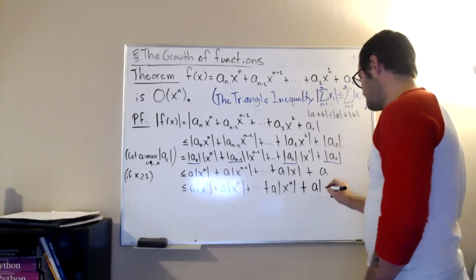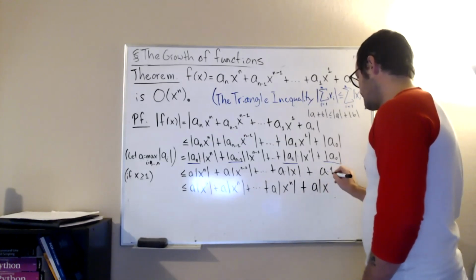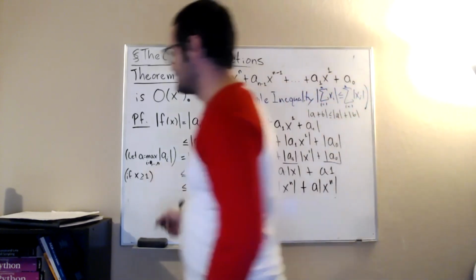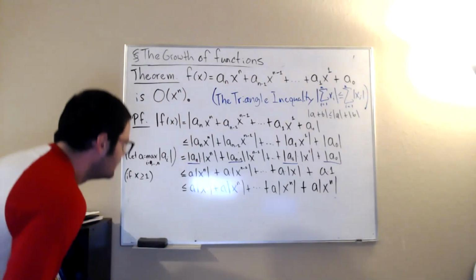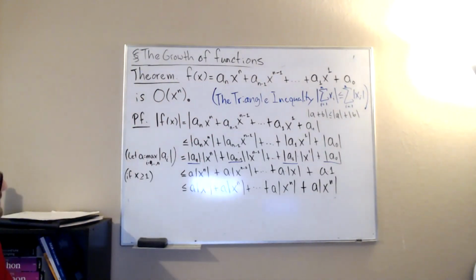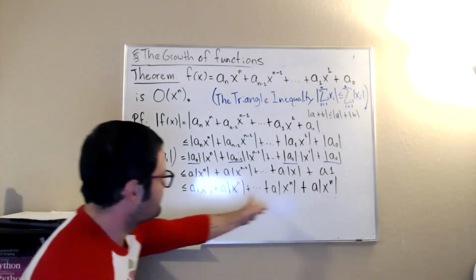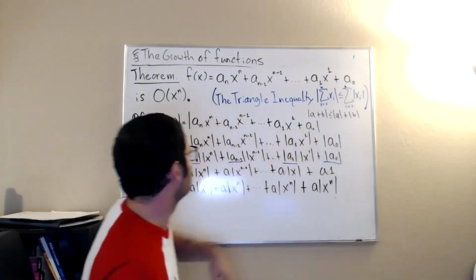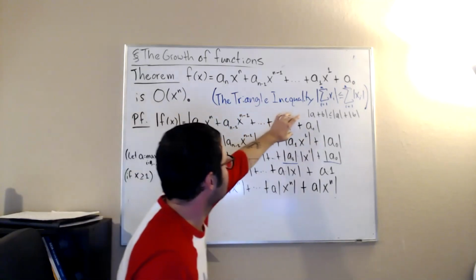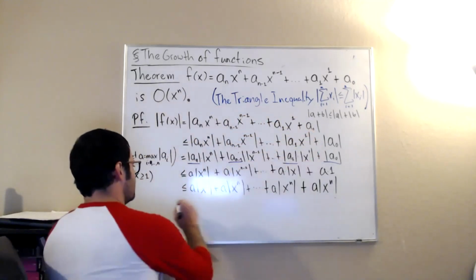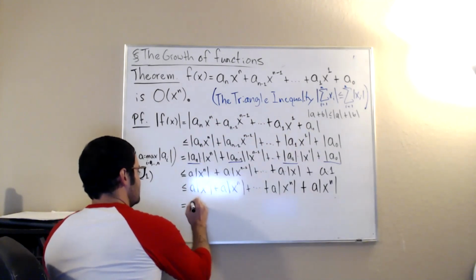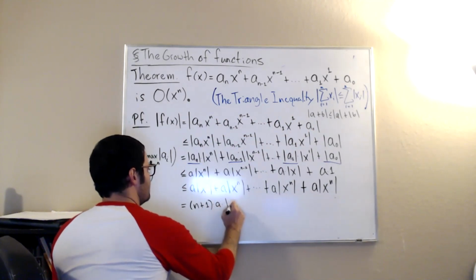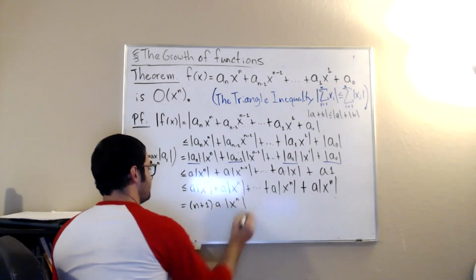And then this piece right here, there's a 1 right there. That 1 is less than or equal to x to the power n, again, if x is greater than or equal to 1. Okay, so how many of these pieces do we have? Well, we started with n plus 1, including the x's, and then plus 1 for there. So altogether, this is equal to n plus 1 times A times x to the power n.